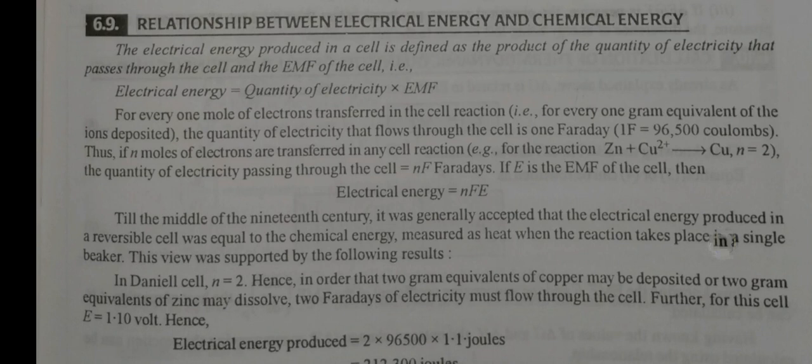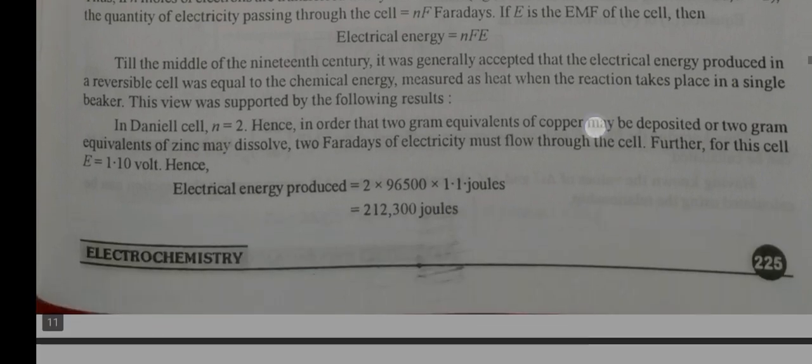In the Daniell cell, n is equal to 2. Hence, in order that 2 gram equivalents of copper may be deposited or 2 gram equivalents of zinc may dissolve, 2 Faradays of electricity must flow through the cell. Further, the EMF of this cell is 1.10 volt. Hence, electrical energy produced is equal to 2 × 96500 × 1.1 joules, which is 212,300 joules.